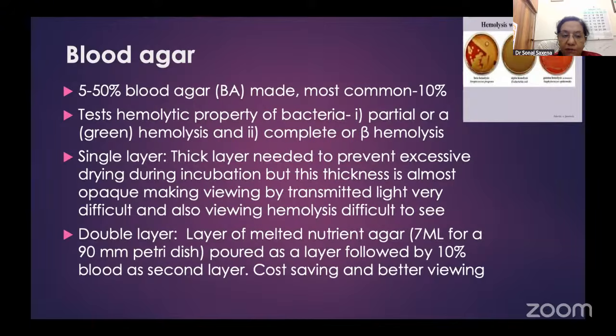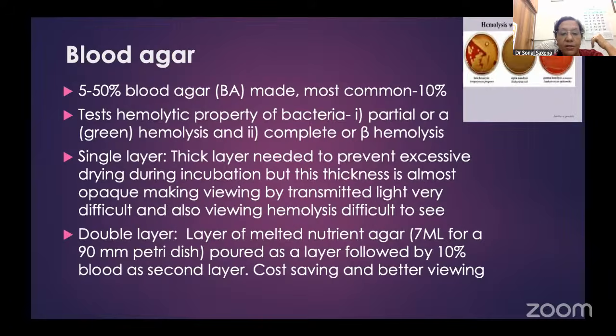Now there are two ways of making a blood agar. One is a single layer agar. Single layer means that it will take a lot of time to dry and be ready in the lab, and it will require a lot of blood, because you will make 5% in, say, 100 ml: 95 ml of nutrient agar base and 5 ml of blood. You'll mix it, you'll pour it, and it will become a very thick layer.